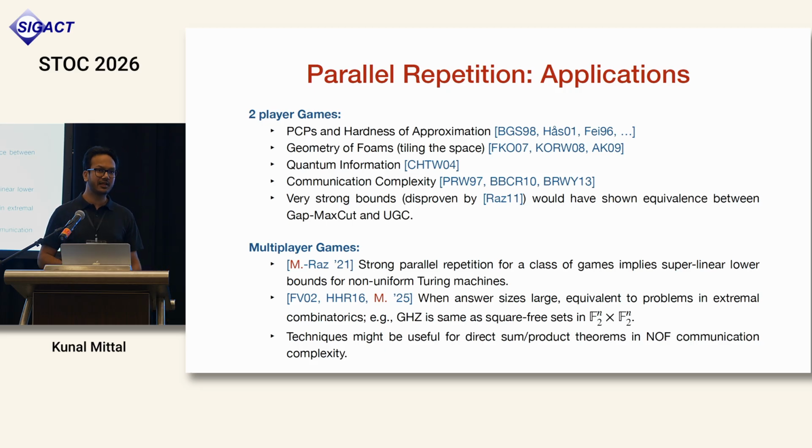For example, something called the GHZ game, which I won't go into, is the same as the density of square free sets in F2 to the n cross F2 to the n, which is a very central problem. And we also hope that techniques that we use to develop parallel repetition can be used to prove sum and product theorems for number on forehead communication complexity, which also implies circuit lower bounds. So there is good motivation to studying these games.